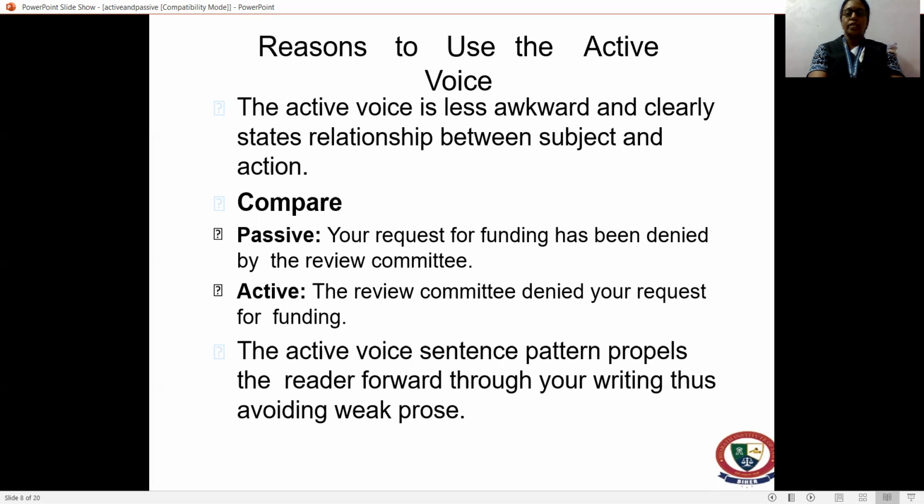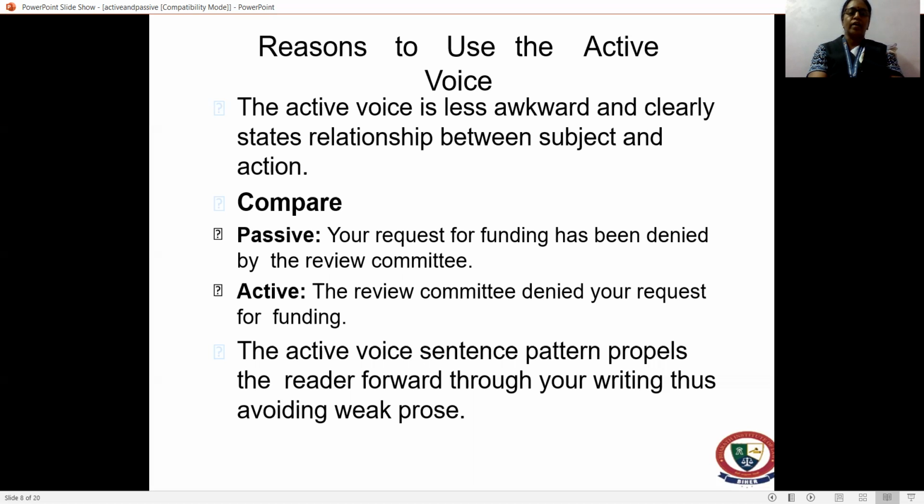The review committee denied your request for funding. It's as simple as that. Here we can easily find out who is denying. The review committee is the subject, and it is doing a certain action. What is it doing? It is denying the request for funding. It's very simple, very clear, because on the first reading itself, we can easily understand the meaning. So this is the reason why we generally prefer active voice sentences. It's very clear, not confusing, less awkward, and also, as I said previously, it is direct.